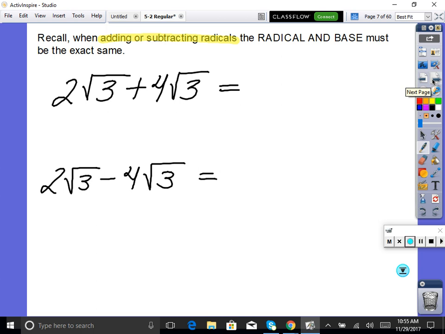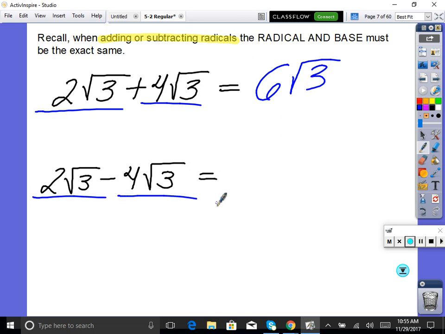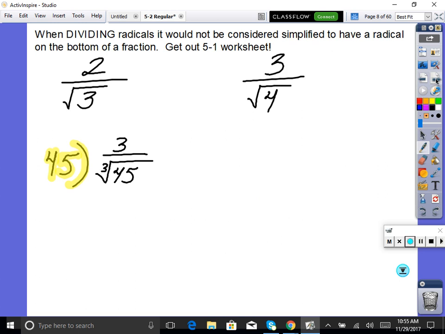All right, when adding or subtracting radicals, it's way more picky. The radical and what's underneath have to be the same. 2 square roots of 3 plus 4 square roots of 3 is how many square roots of 3? 6 square roots of 3. 2 root 3s minus 4 root 3s is how many root 3s? Negative 2 root 3s. Is this all ding and bells for you? Oh, we already know how to do all this.